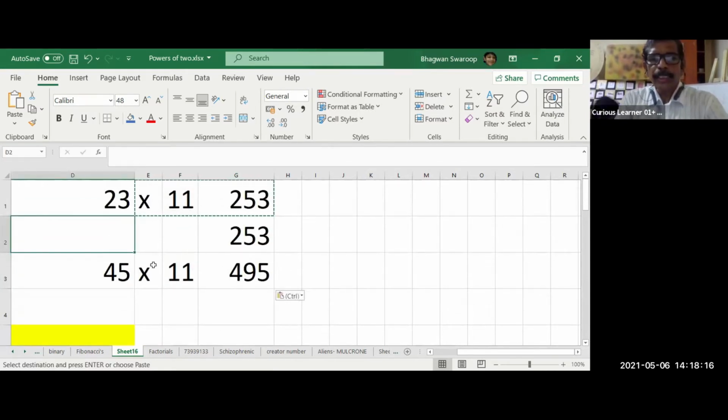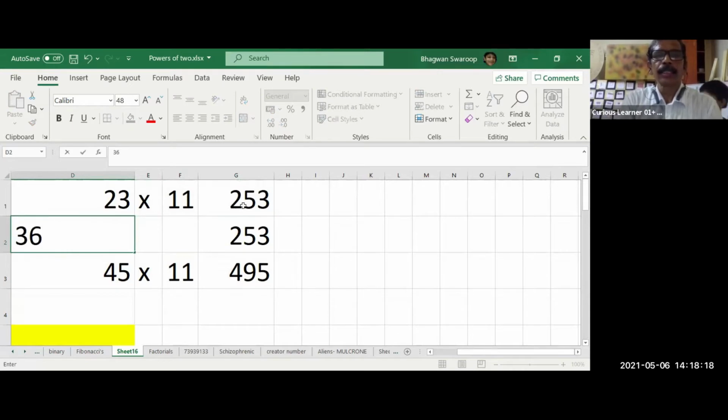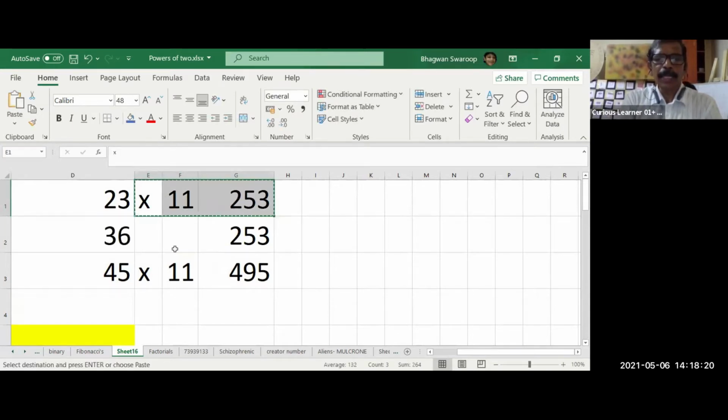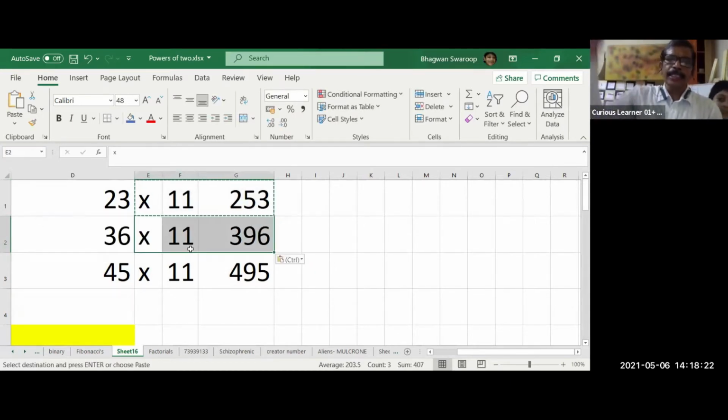Now 36 multiply 11, take 3, take 6, 6 plus 3 add, insert it between, 396. Answer.